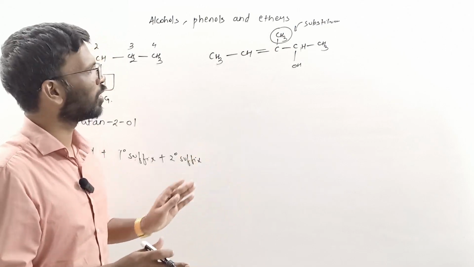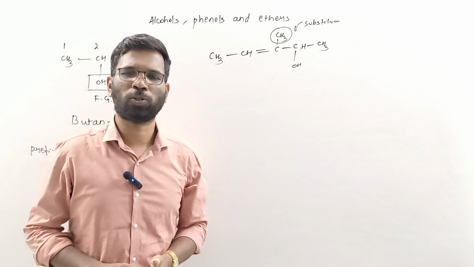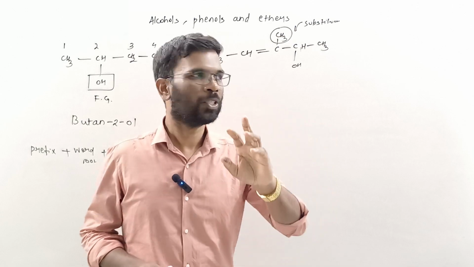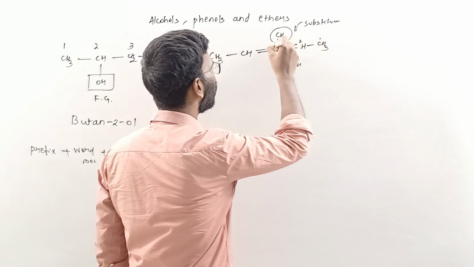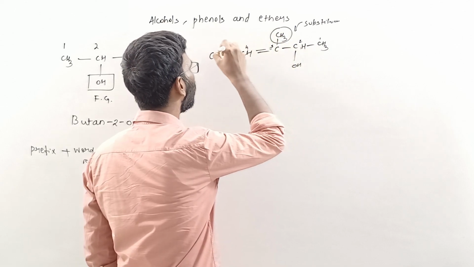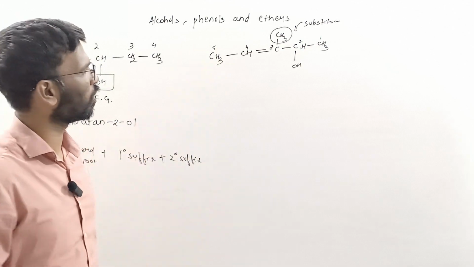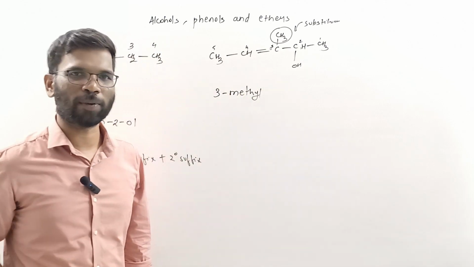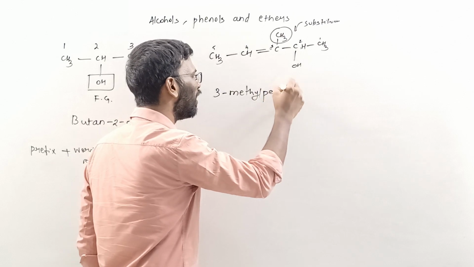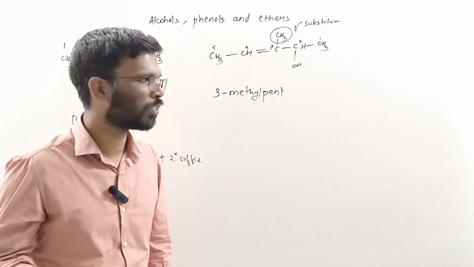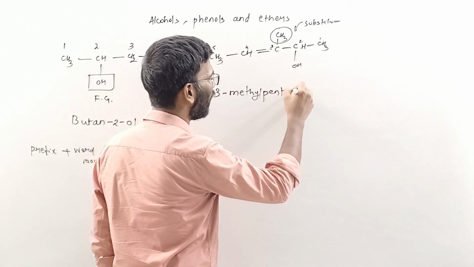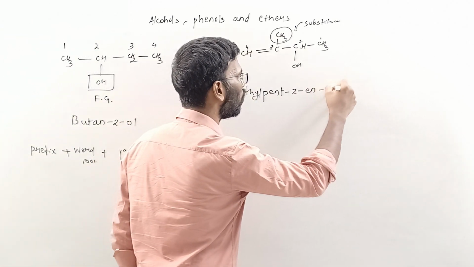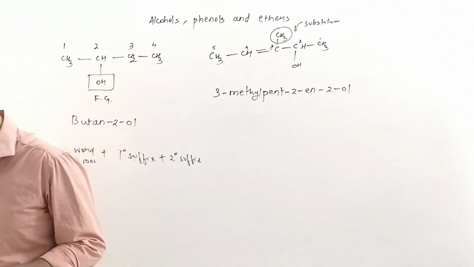For numbering, if there is a double bond and a functional group, the functional group should get the lowest number. If there was no functional group, you would have given the lowest number to the double bond. So here from this side, 1, 2, 3, 4 and 5, right? Prefix is there, substituents are there. So the prefix is at third position, it is 3-methyl. What is the word root? There are 5 carbons in the parent chain, so word root is pent. Whether it is A-N-E, E-N-E, Y-N-E will be decided by the suffix. So here there is a double bond at the second position, pent-2-ene. Since there is a functional group at the second position, I will replace this E with 2-ol. So this is the IUPAC name of this alcohol.